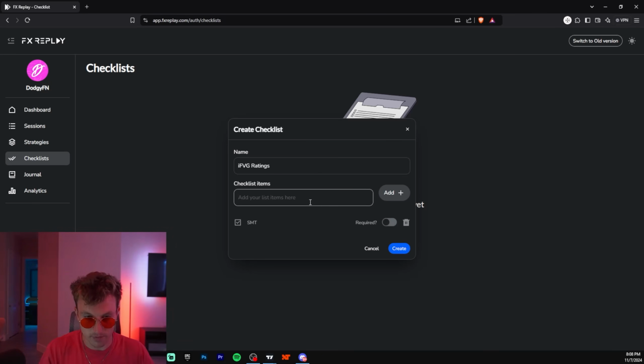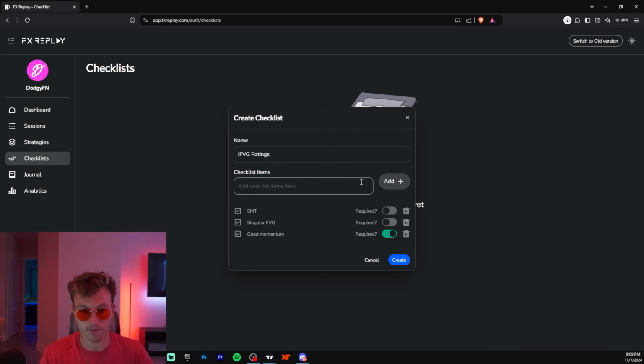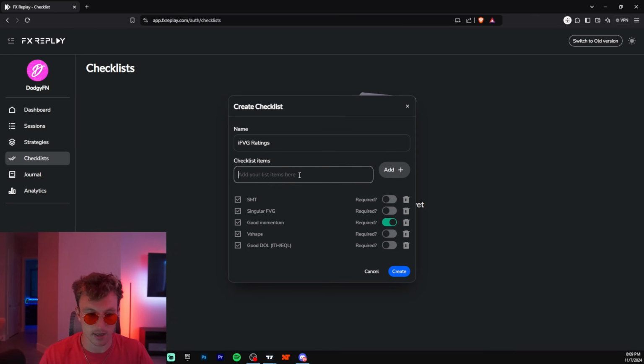Let's see, singular FVG, add. Let's see, what else can we add? Good momentum, add. I'm gonna make good momentum required. What else? V shape, yes, not required, but definitely. Good draw on liquidity, like ITH, or equal highs. So we're gonna do add, and then premium / discount.